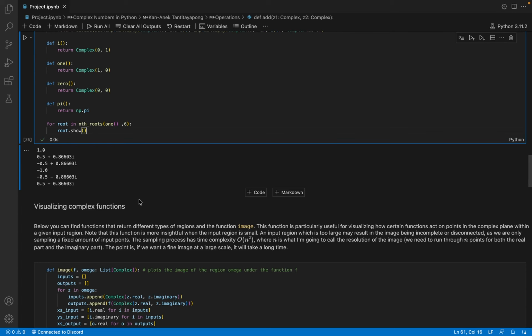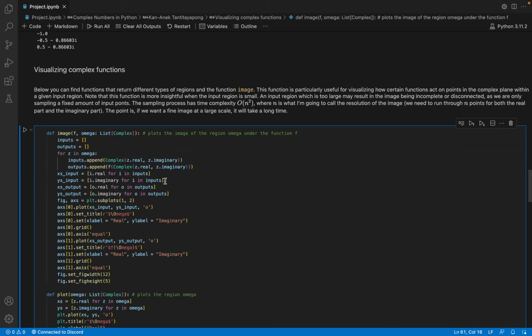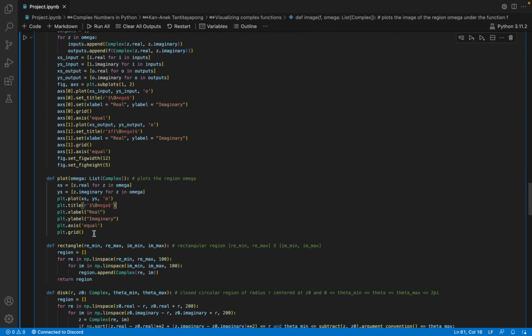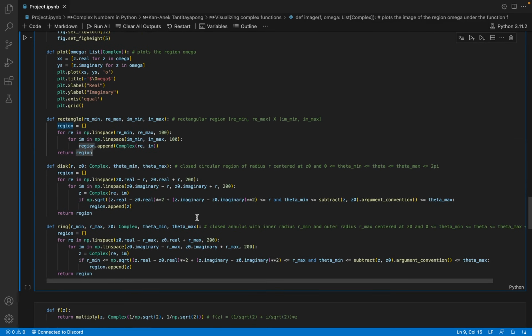Next, we have the section on visualizing complex functions. This image function takes a region of the complex plane, commonly denoted by omega, and pumps it through the function f and plots the image. We also have this normal plot function, which just plots any given region, a list of complex numbers, plotting them all out in the 2D plane. Then we have three types of regions: rectangle, disk, and ring.